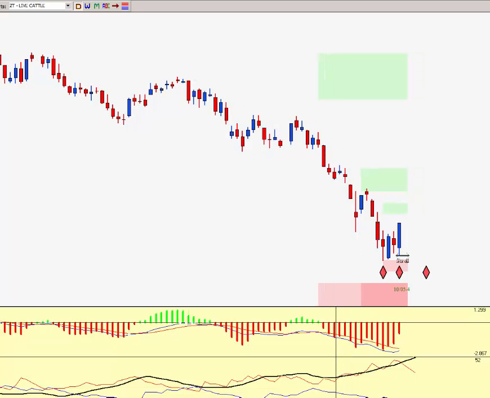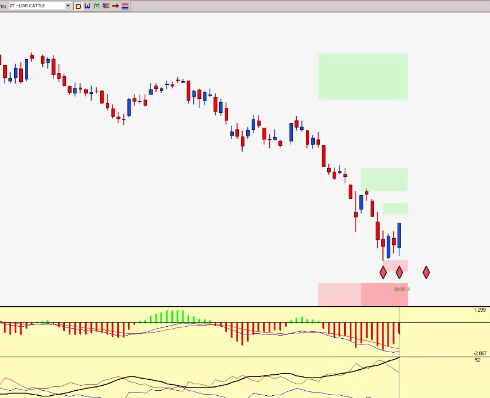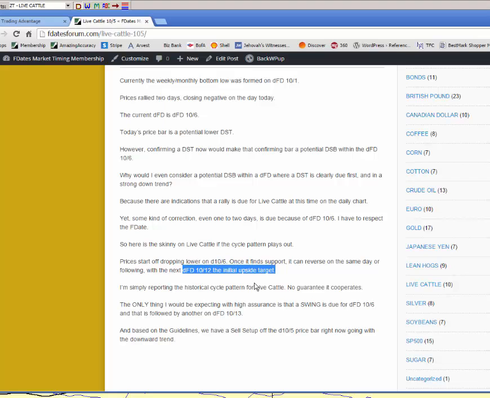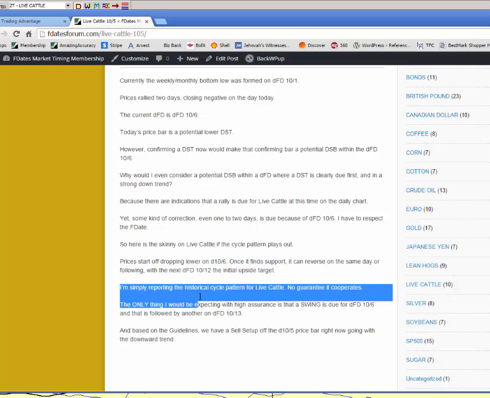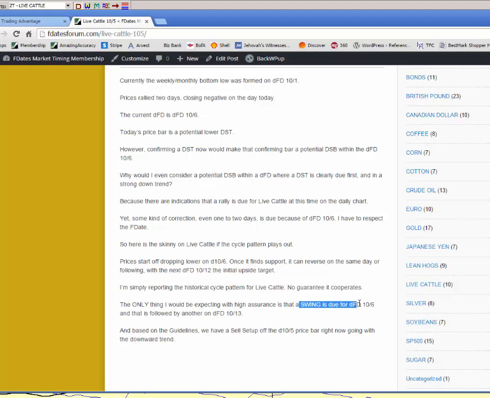So far, everything worked out according to the historical cycle pattern that I mentioned here as well. You see here, I said I'm simply reporting the historical cycle pattern. I'm not some voodoo tarot card reader or anything like that. I'm looking at cycles, doing the math, using my applications, my tools that I have at my disposal, the F-dates and so forth. And I said we definitely have an assurance there will be a swing for 10.6, and we got that already, and we're expecting another one come 10.13.